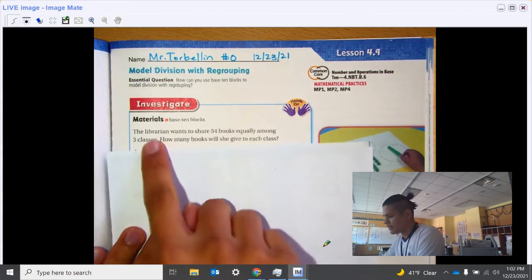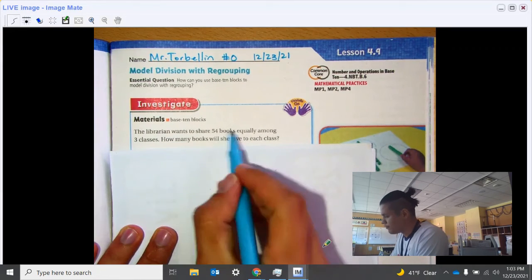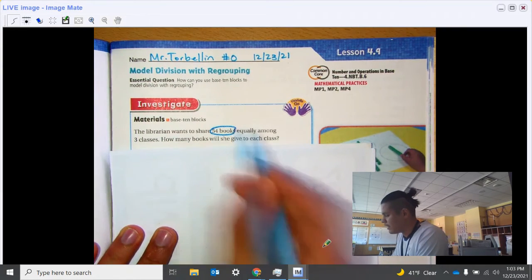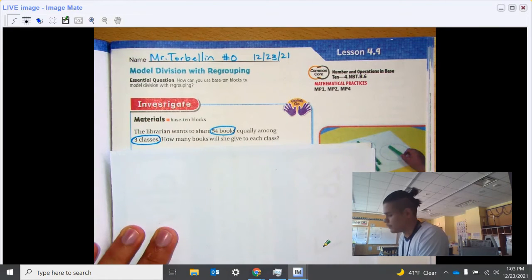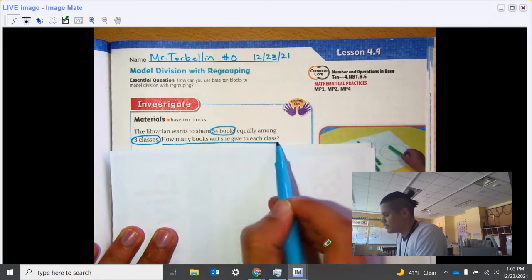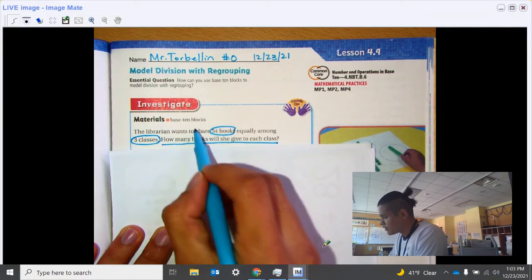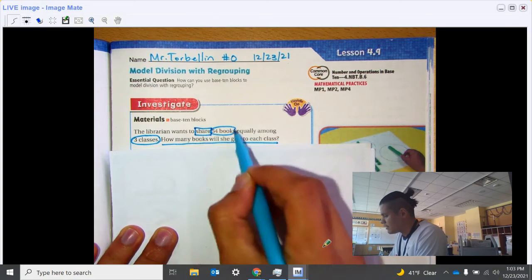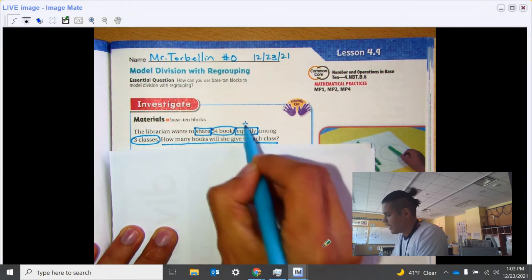So follow along as I read this question right here. It reads, the librarian wants to share 54 books equally among 3 classes. Notice how I'm using cubes as I work through this problem. How many books will she give to each class? There's some important words right here. Share and equally. Those are the words that let me know that this is going to be a division problem.